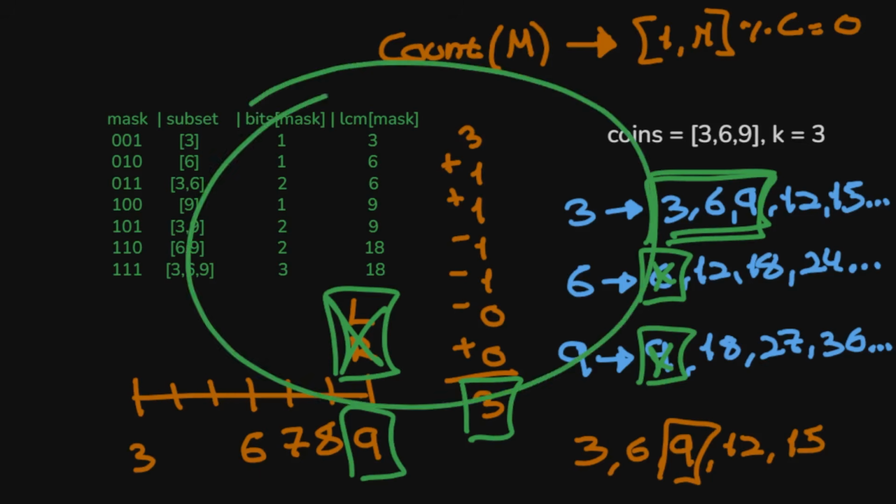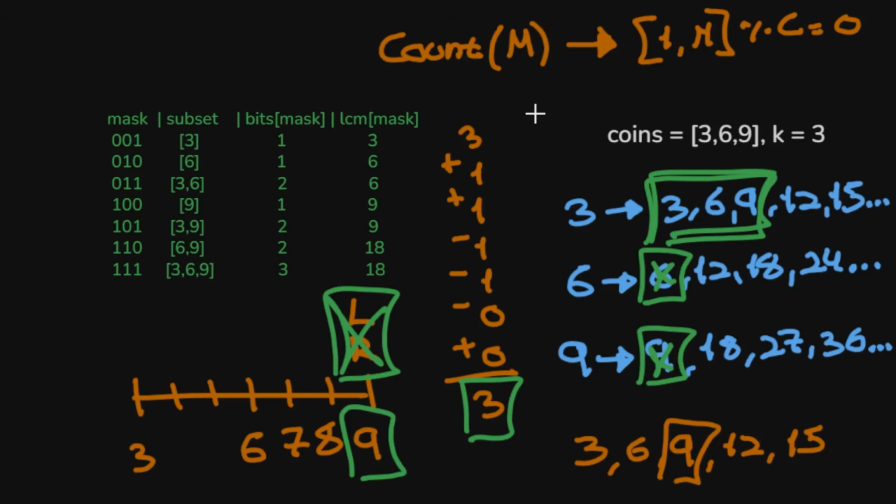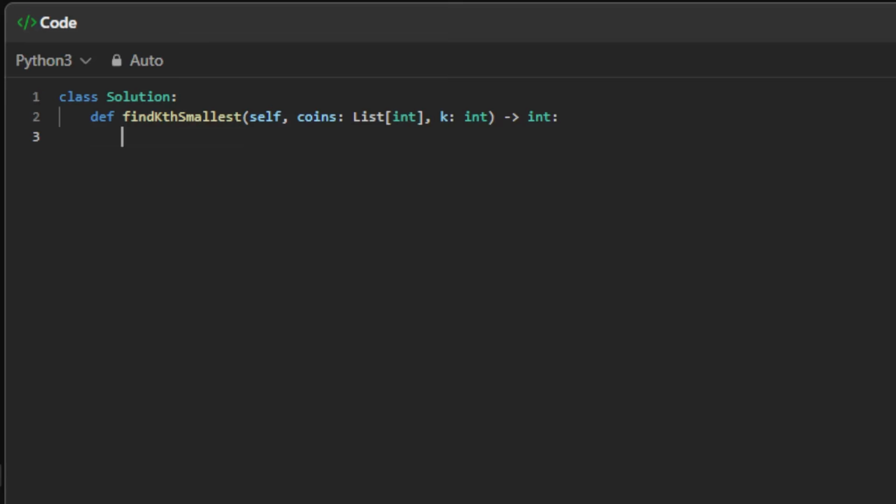So with all of this in mind, now let's go with the code and hopefully you will get the idea. First, we can say that n is the length of the array coins, and the total number of subsets or masks is equal to 1 left shift n. We need an array to keep track of the number of set bits in every mask, so this is an array with 0 times m, and we need another array for LCMs. This is an array with 0 times m.